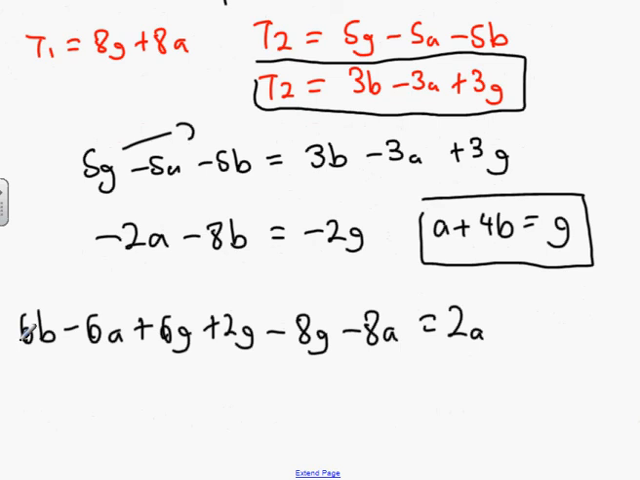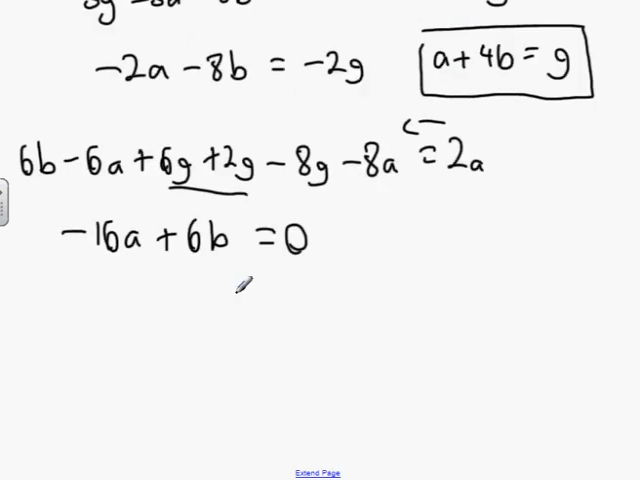Then have a look, count up, bring it over to 2a. So I'm going to have minus 6. Minus 6 minus 8 is minus 14. Minus 14 minus another 2, minus 16a. Then 6b on its own. And then it's just a matter of counting the g's. 8g minus 8g is 0. And then we can divide all that by 2. Minus 8a plus 3b equals 0.